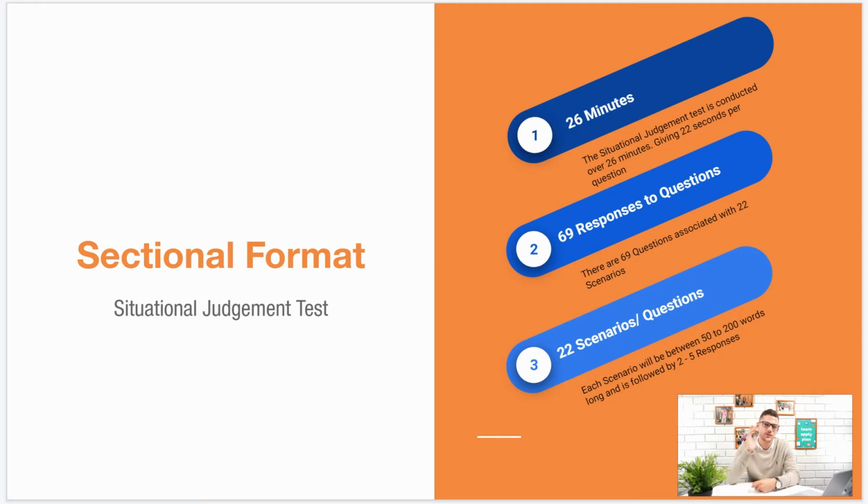This is usually associated with 22 scenarios. These have about 2 to 5 responses each, and if you do the math, that's about 22 seconds. You have this amount of time to basically go through the scenario, identify your role, some potential issues, read the question, and then start answering the associated responses.